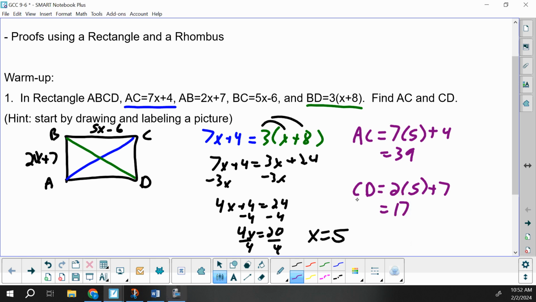All right, when we draw our picture, one of the sides AB is 2x plus 7. One of the ones that's not opposite it is 5x minus 6. And then it's kind of hard to label the diagonals, so I showed it in the blue and the green there and just underlined them.